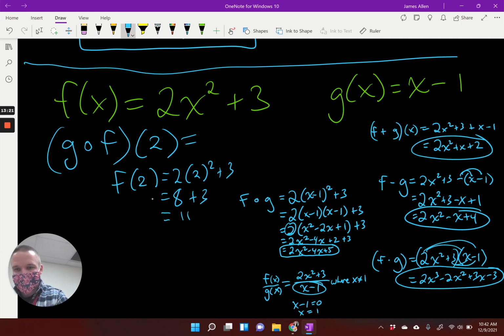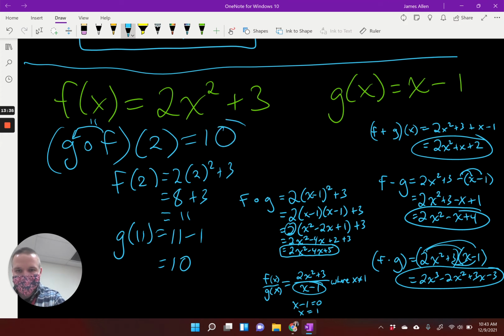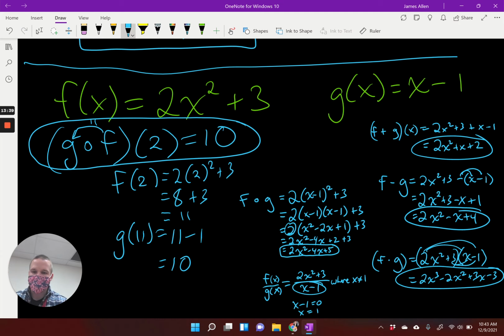Now I'm going to take that 11 and I'm going to plug it in to the g function. So now I'll have g of 11. And I'm just going to have 11 minus 1 gives me 10. So my final answer here is 10. All right? Boom. Awesome sauce. Fantastic. I think that's good for function operations. We'll do a little more after this.